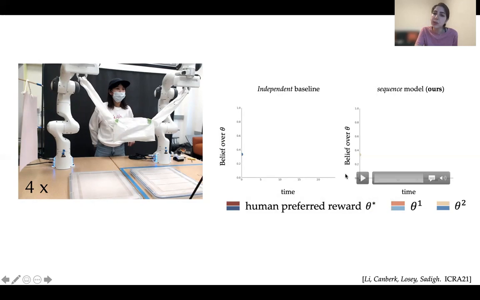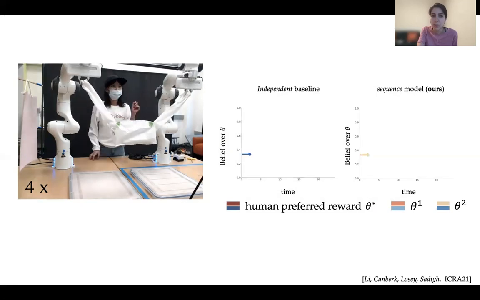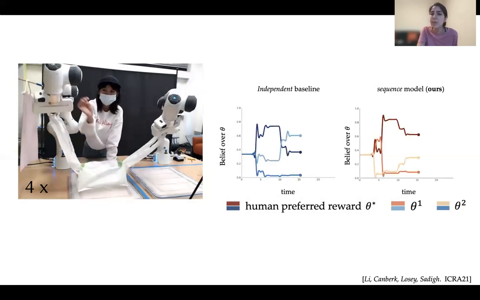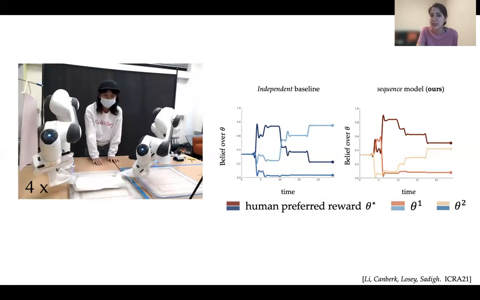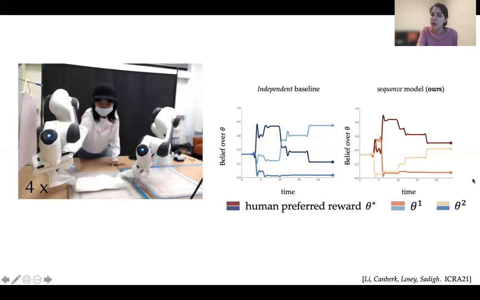On the y-axis, we are seeing belief over our theta. So we have theta star, which is the true preferred human model, shown by the darker colors. And then we have theta one and theta two, which are two other reward functions that one could optimize over. So the human is providing corrections, and over time, our belief over theta changes. And as you can see, the darker color is really the true preferred model. The sequence model captures the fact that the human's preferred model is theta star, as opposed to the independent model, where you're capturing these corrections independently. That approach captures that theta one is the preferred reward function and doesn't correctly capture theta star being the preferred reward function.